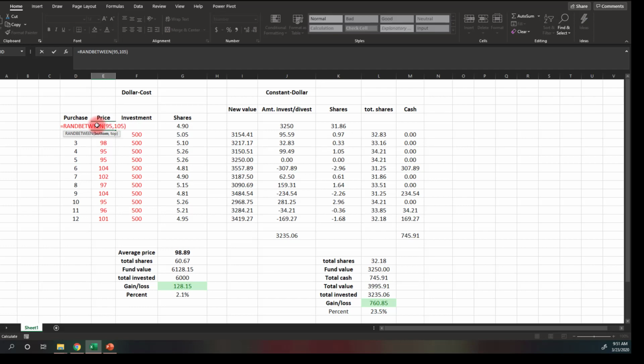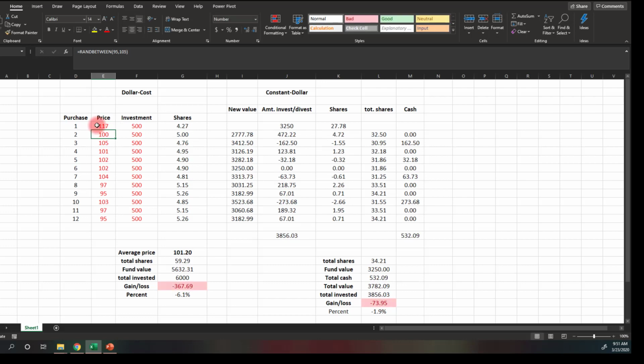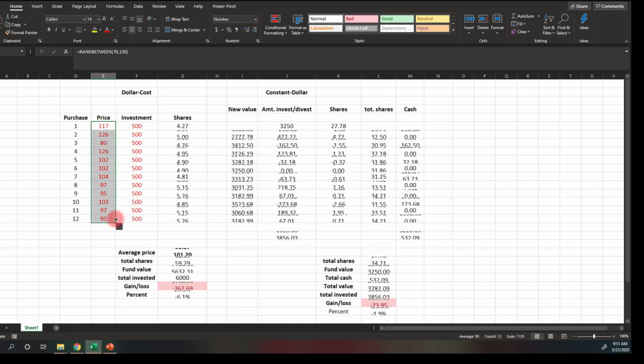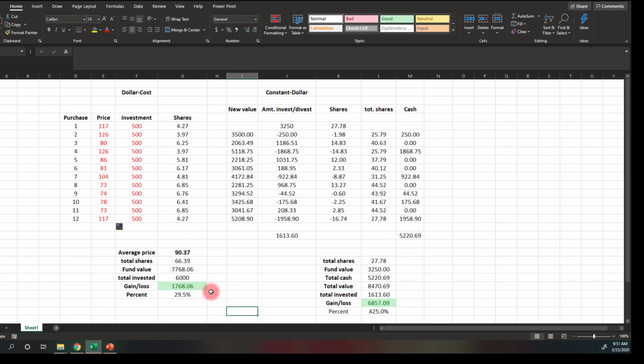Let's get crazy with it and do 70 to 130. So we're going to go plus or minus 30 bucks. Again, the average is staying at 100, but plus or minus 30. So now when things are going well, yes, our dollar cost averager can do well, but he can also still get into the red quite easily. But look at the guy who's doing the constant dollar averaging. Serious gains. And that's because there's more volatility.